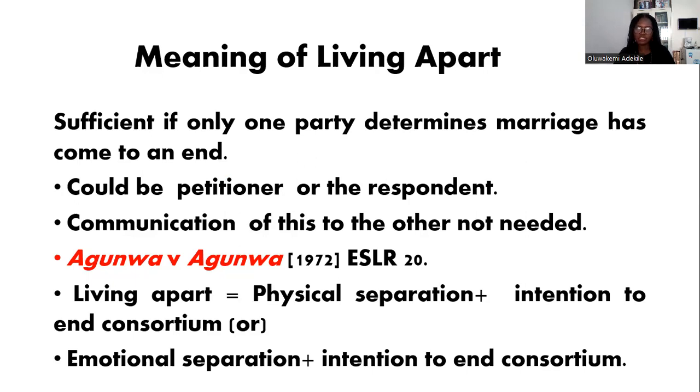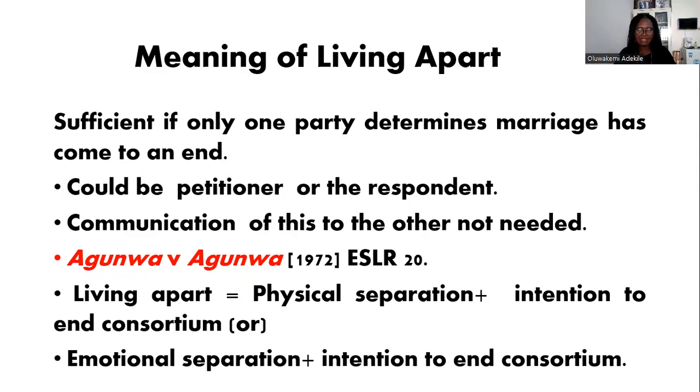In the living apart provisions, it might be the person that has physically left, separated. It might be the person that has remained. Any of them could be the petitioner on the ground that they are living apart. If you remember in desertion, the deserter is not the one that is bringing the case for desertion, it's the person that has been deserted. But here, either the petitioner or the respondent could be the one that has construed the marriage to have ended. And they don't have to communicate this to the other party.